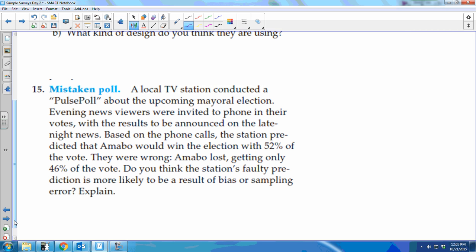Probably due to bias. Now, if it was an actually good sampling strategy and they were wrong, that would be due to sampling error, right? Because every sample is different. But this was not a sound sampling strategy.